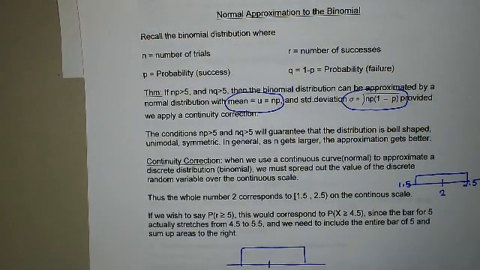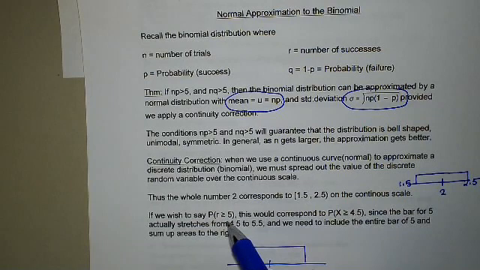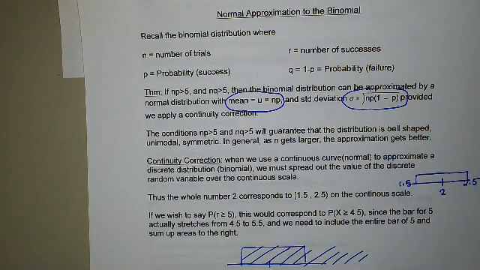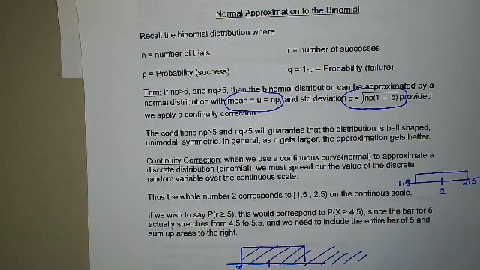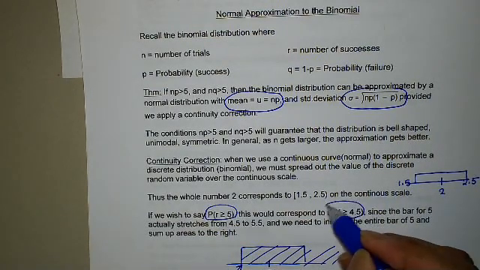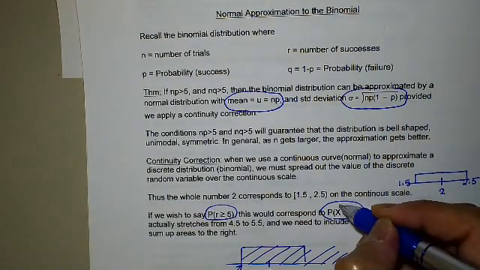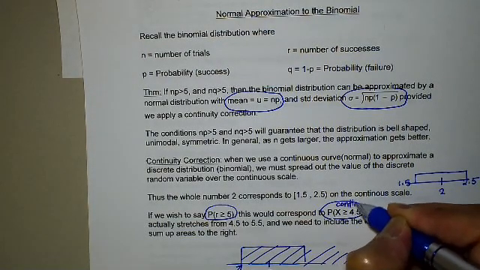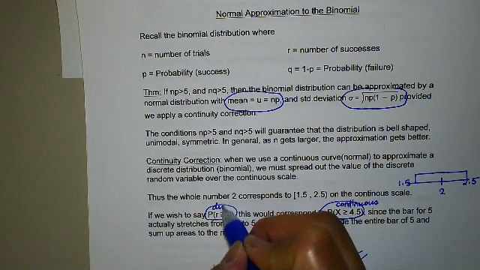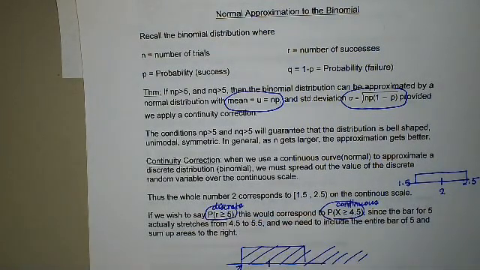If we wish to say r greater than or equal to 5, that would correspond to x greater than or equal to 4.5. Let me draw the picture. Here's 5. I'm still drawing pictures even after 40 years, and I suggest that you do the same because it'll just put it in place for you. So r greater than or equal to 5 means you want this bar for 5 and all bars that come to the right of that, right? So where does this begin? 4.5.